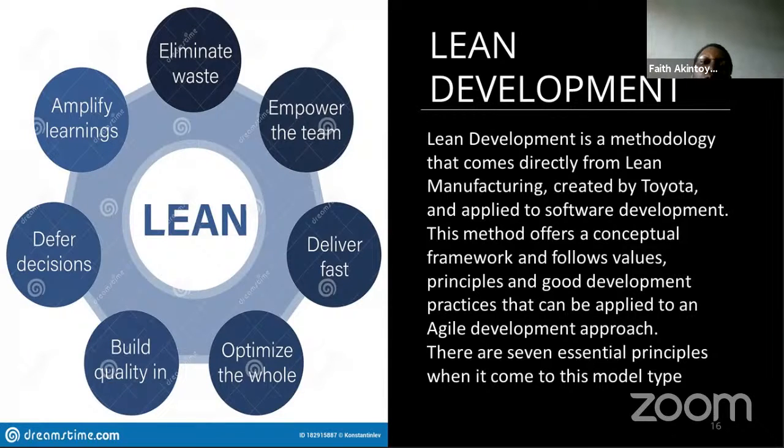the team now goes back to learn from the project. They learn about the shortcomings that came because of working on the project, and they learn about updates that could be added to the project. So there are what we call 7 essential principles when it comes to this model type.